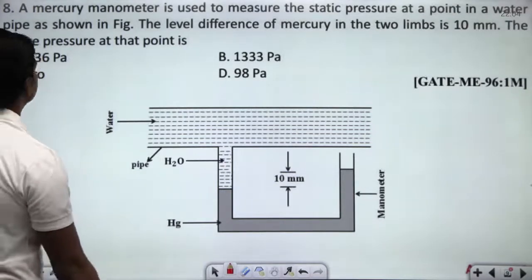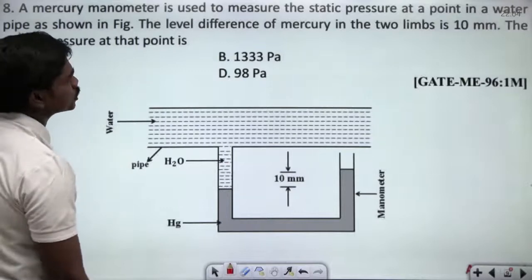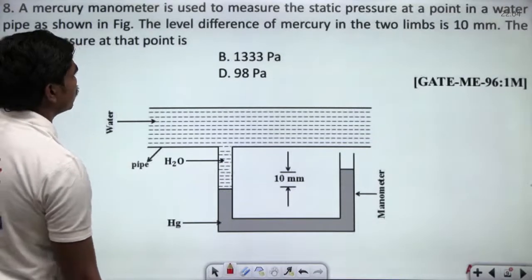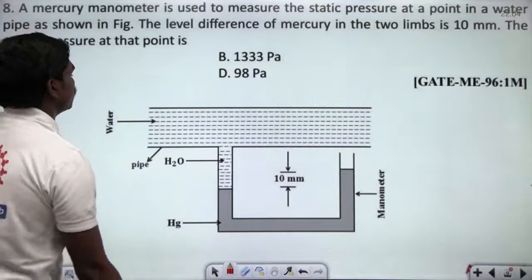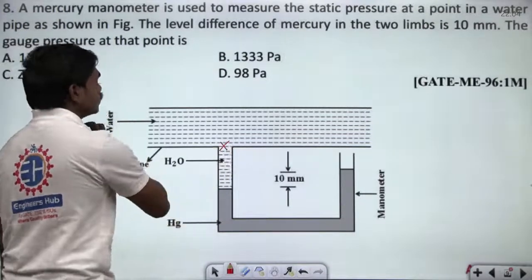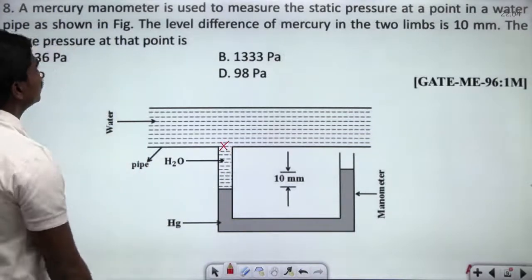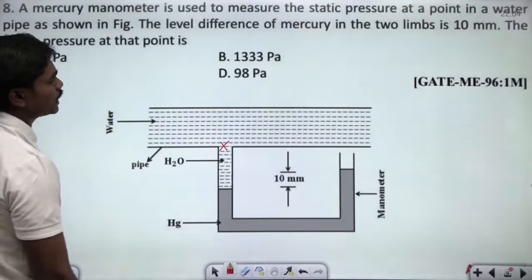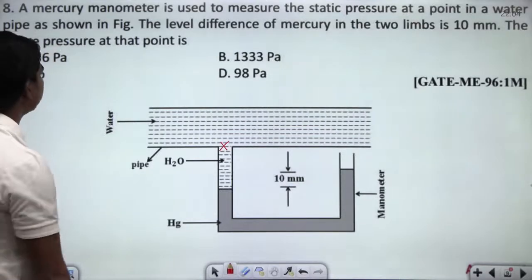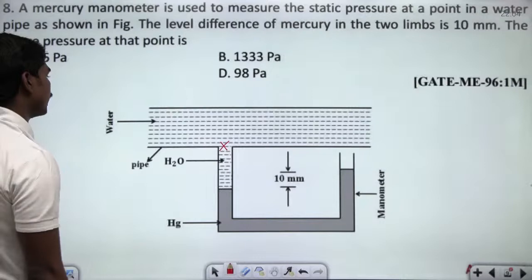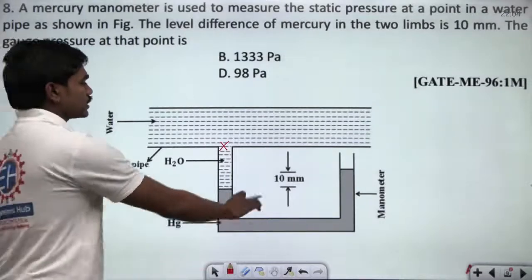So where is that point? A mercury manometer is used to measure the static pressure at a point in a water pipe as shown in the figure. So let us suppose this is the point. At this point we are measuring the pressure. The level difference of mercury in the two limbs is 10 mm. The gauge pressure at that point is, okay, fine. So this is water and this is 10 mm.